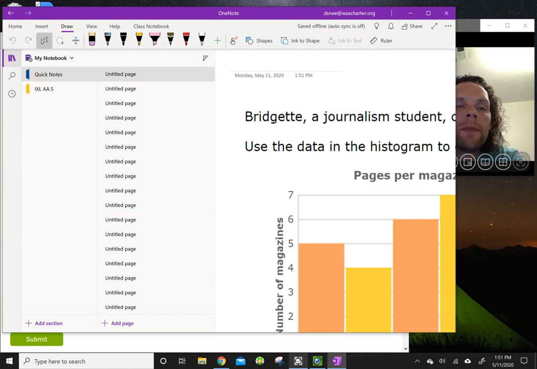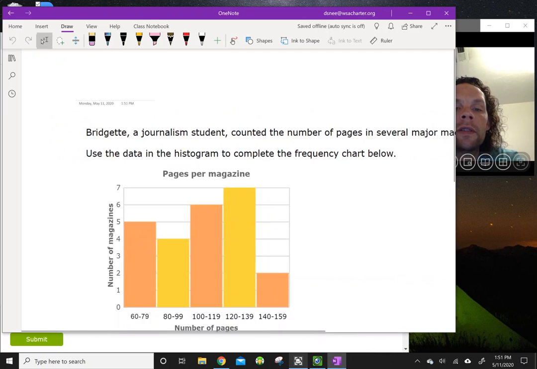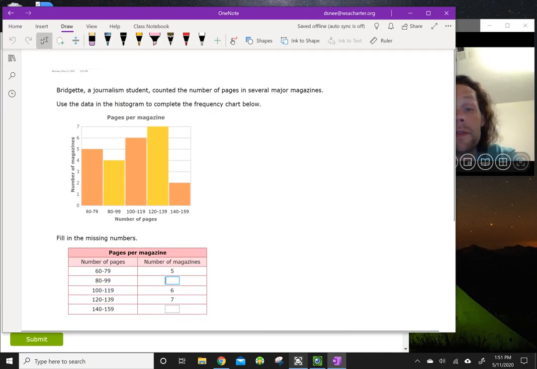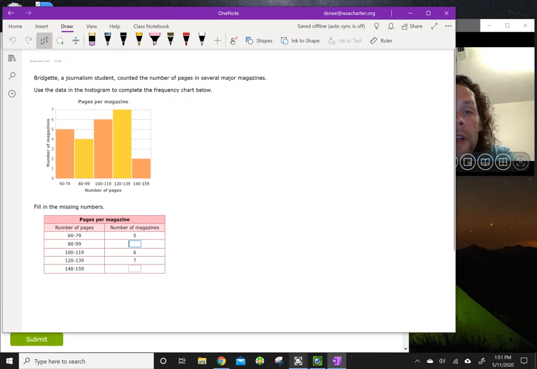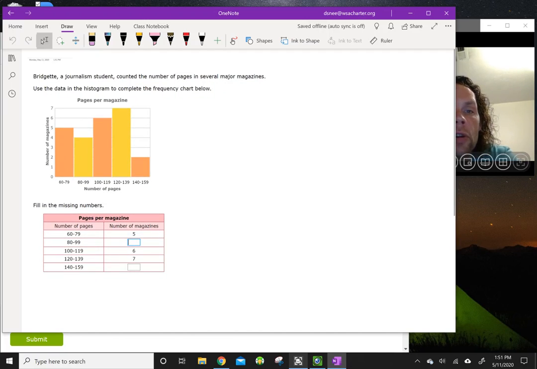And remember, stop this video, pause it, see if you can get these answers on your own, and then just kind of fast forward if you get it right. Okay, Bridget, a journalism student, counted the number of pages in several major magazines. Use the data in the histogram to complete the frequency chart below. Okay, it says fill in the missing numbers.